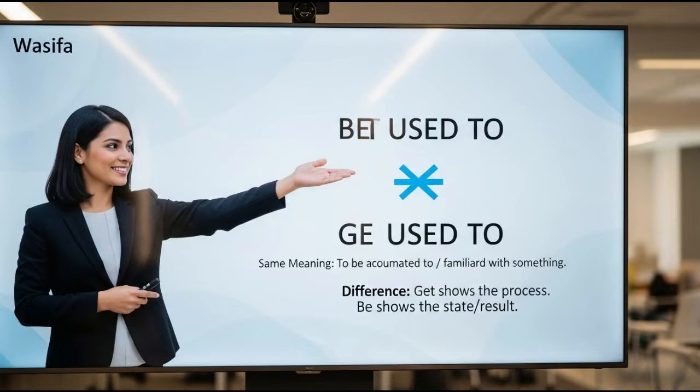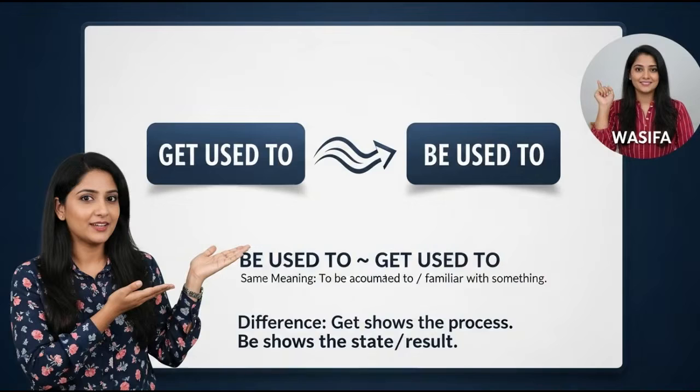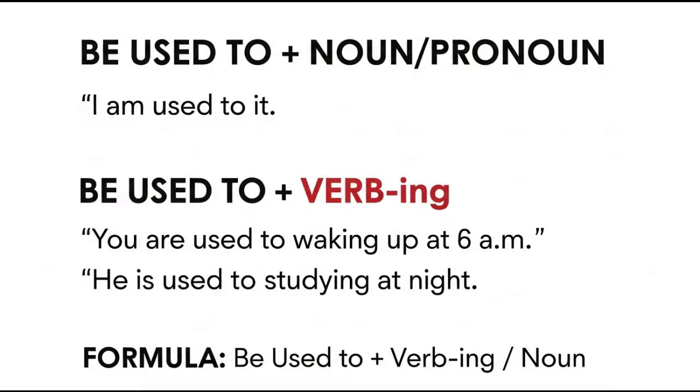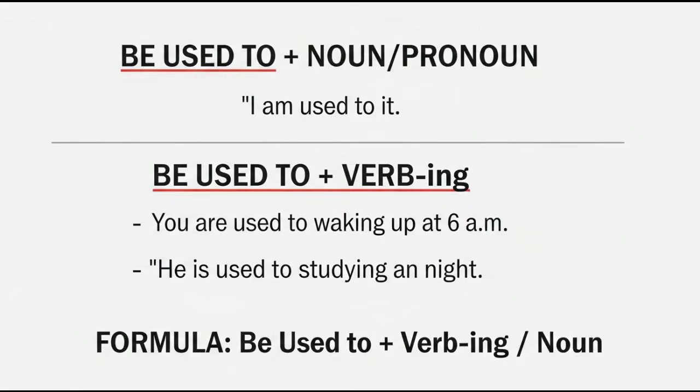So now this is very different from get used to. This is true. When I was younger, I used to wake up maybe 9 a.m. I used to wake up late. Now for work, I have to wake up at 6 a.m. I got used to waking up at 6 a.m. This means it's normal for me, it's my habit, it's easy for me. I got used to waking up at 6 a.m., so it's normal.